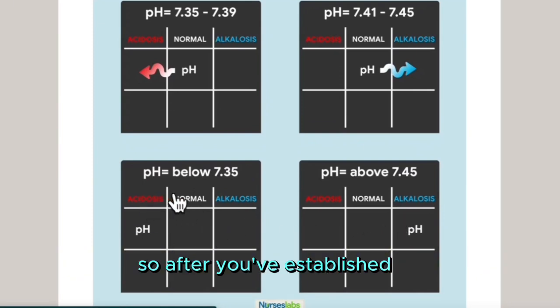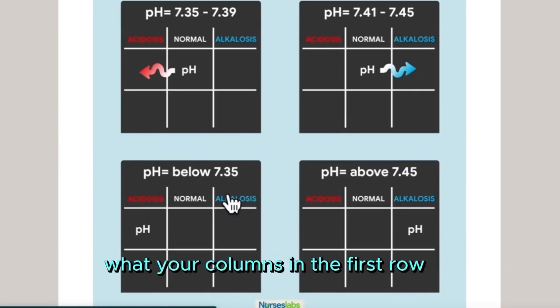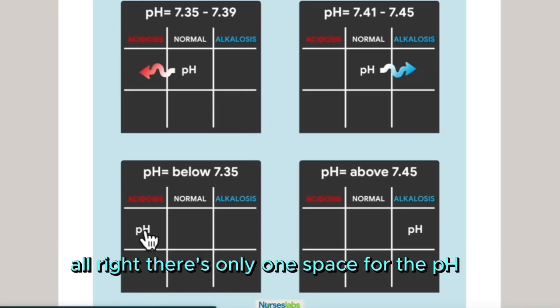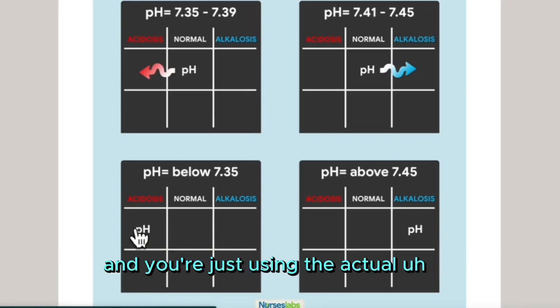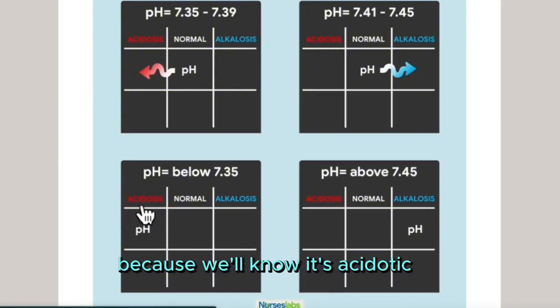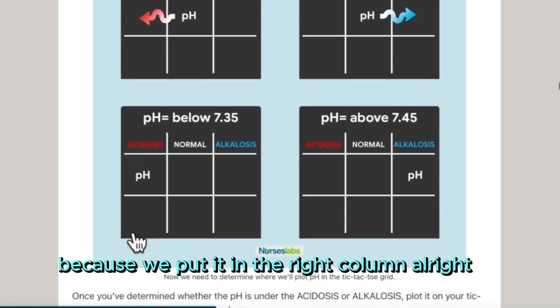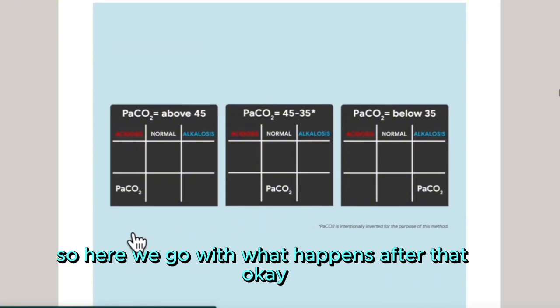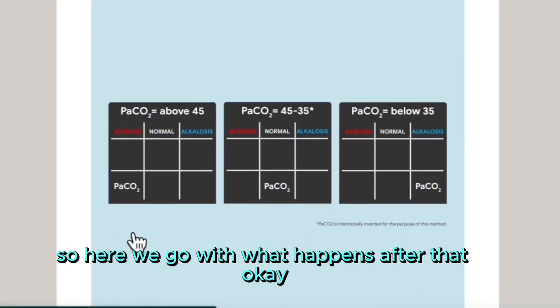After you've established your columns in the first row, you will appropriately put the pH in the second row. There's only one space for the pH, and you're just using the actual abbreviation pH, because we'll know it's acidotic because we put it in the right column. So that's the next step. Here we go with what happens after that.